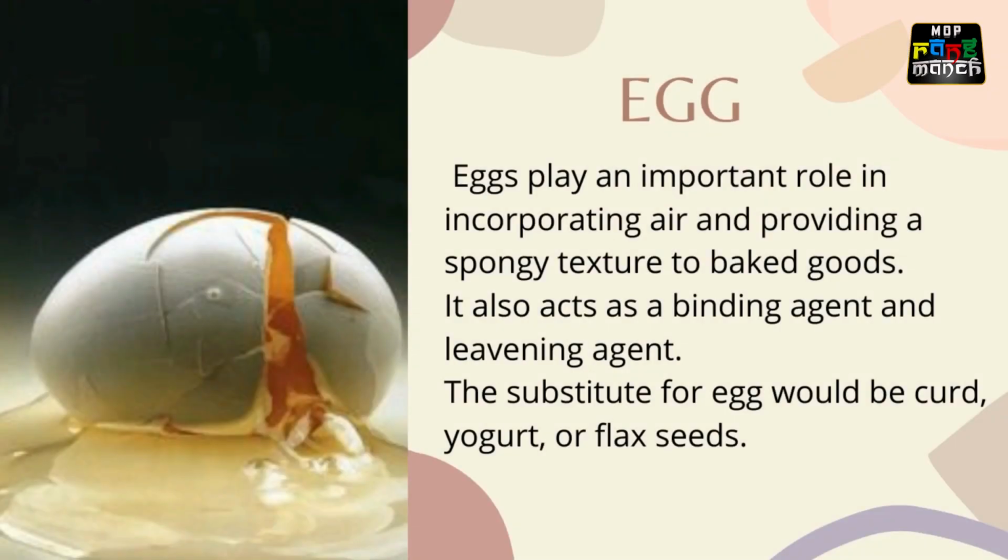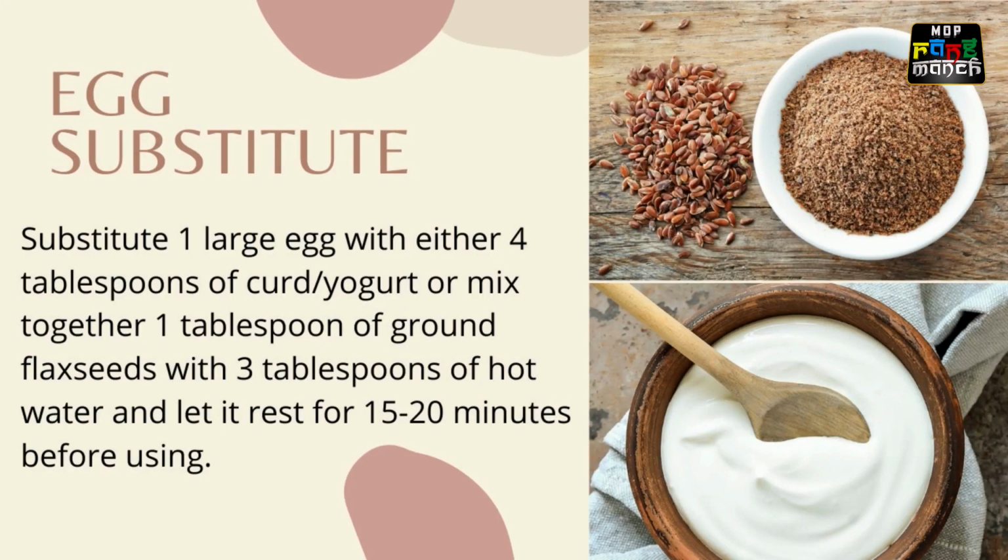Eggs. Eggs play an important role in incorporating air and providing a spongy texture to the baked goods. It also acts as a binding agent and leavening agent. The substitute for egg would be curd or yogurt or flax seeds. Egg substitute. Substitute 1 large egg with either 4 tablespoons of curd or yogurt, or mix together 1 tablespoon ground flaxseed with 3 tablespoons of hot water and let it rest for 15 to 20 minutes before using.